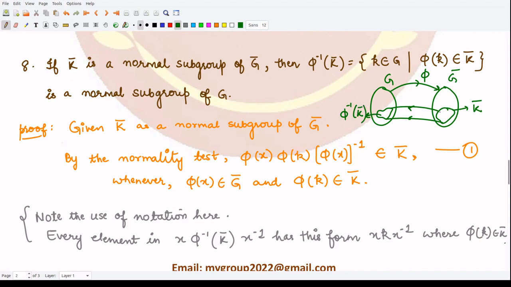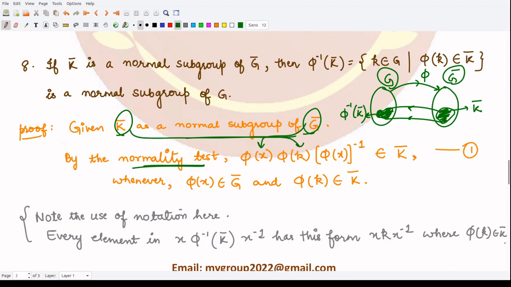So now we are saying if this K bar is a normal subgroup of G bar, then this inverse image, which is phi inverse K bar, is also a normal subgroup of G. This is the result. Now we are given K bar as a normal subgroup of G bar, right? Therefore, by the normality test, if you take some element from G bar, say phi of x, and you take some element phi of k from K bar, right, then phi of x, phi of k, phi of x inverse would belong to K bar. Why? Because it is given to be a normal subgroup of G bar, right?